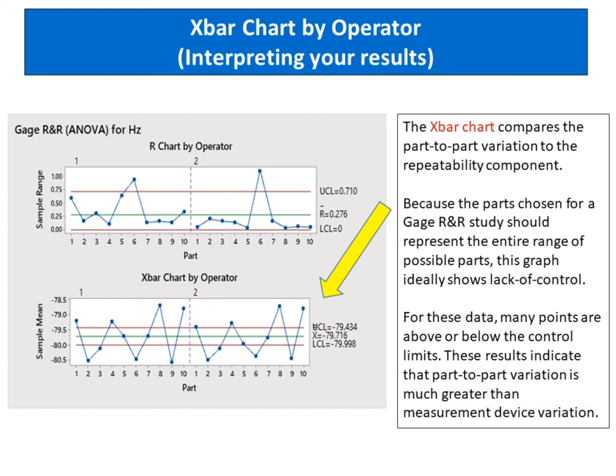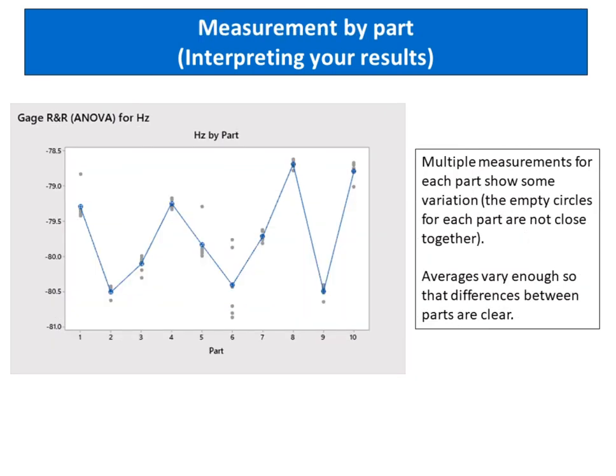Because the parts chosen for a Gage R&R study should represent the entire range of possible parts, this graph ideally shows lack of control. For these data, many points are above or below the control limits. These results indicate that part-to-part variation is much greater than measurement device variation. Multiple measurements for each part show some variation; the empty circles for each part are not close together. Averages vary enough so that differences between parts are clear.